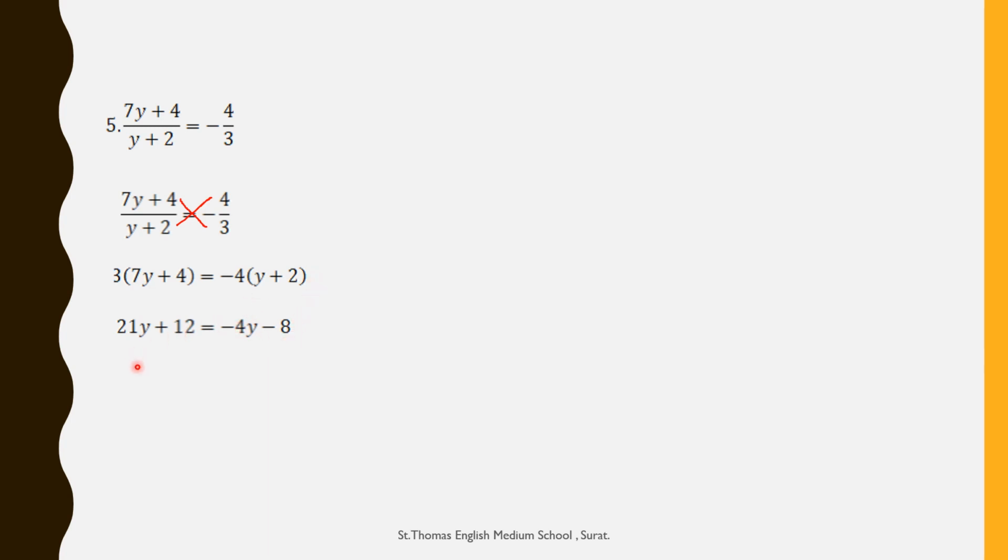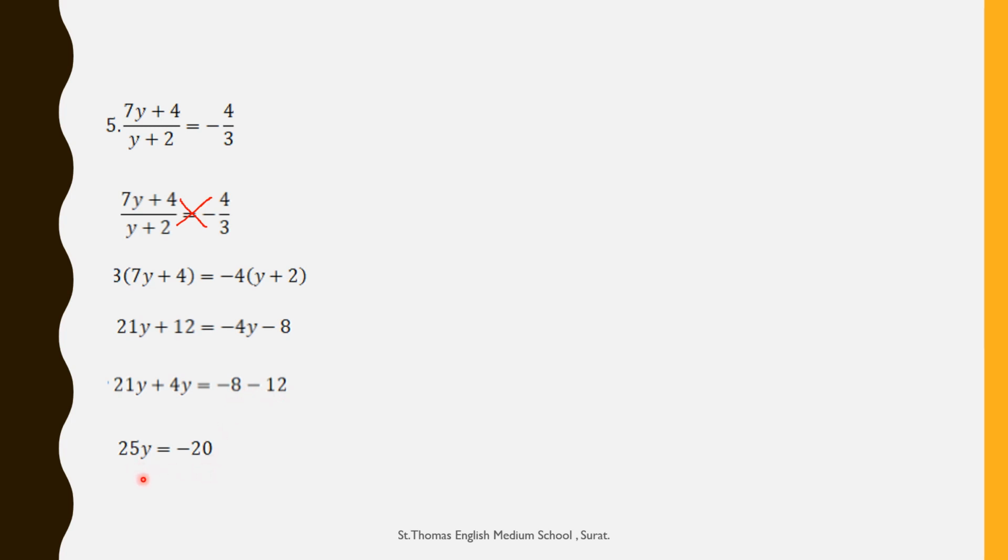Take all variables to one side and constant terms to the other side. That is 21y. This is minus 4y. If it comes here, it becomes plus 4y is equal to minus 8 plus 12. If it goes here, minus 12. Now add: 21 plus 4 is 25y is equal to minus 8 minus 12. Both are negative numbers, we can add and put minus. So 12 plus 8 that is 20.